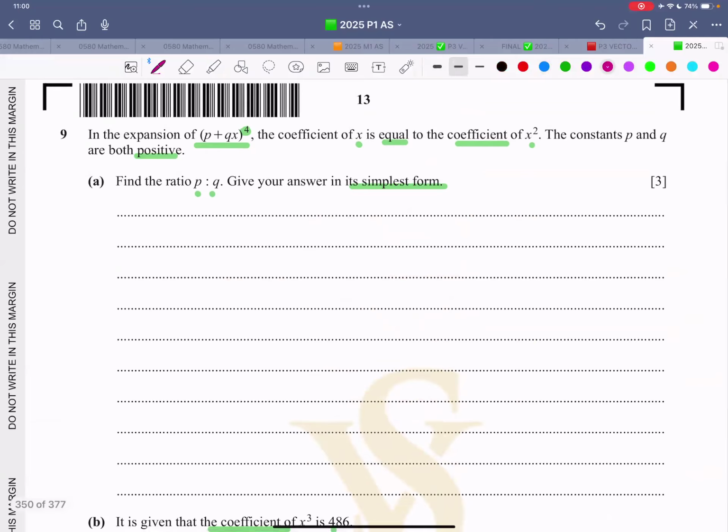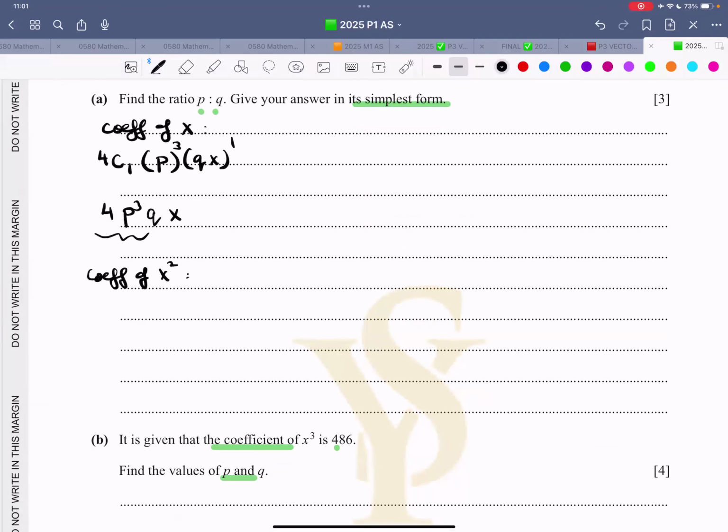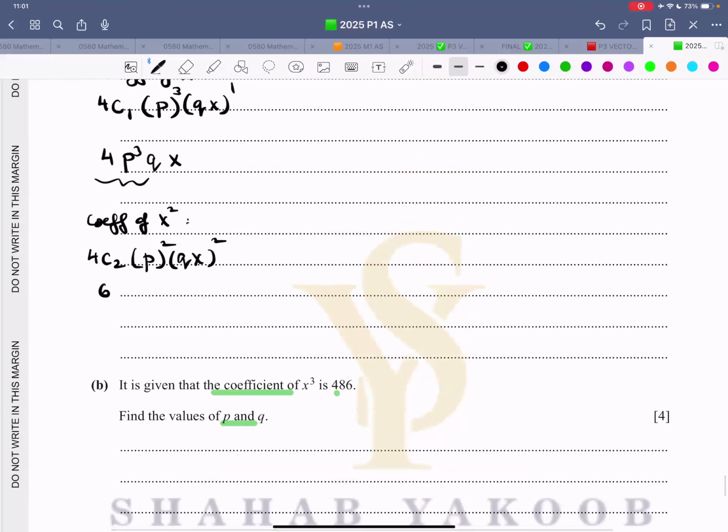Let's work it out. So now, first of all, coefficient of x. So coefficient of x, that is 4c1. This is qx raised to power of 1, p raised to power of 3. 4c1 is 4, this is p cube, this is q, this is x. So this is the coefficient. Then if I write coefficient of x squared, that is 4c2. And now this is p raised to power of 2, qx raised to power of 2. 4c2 is 6, this is p squared, this is q squared, this is x squared.